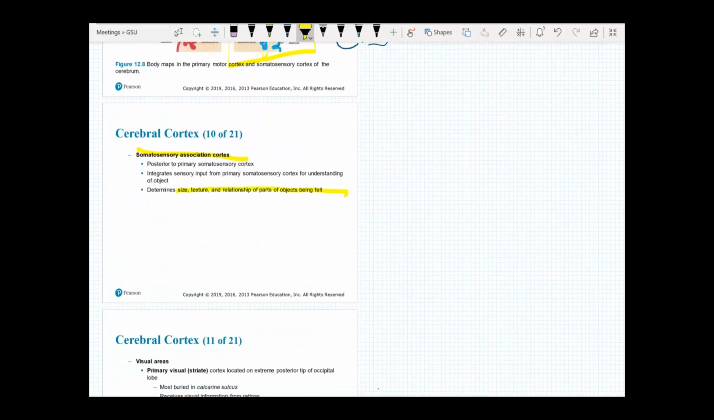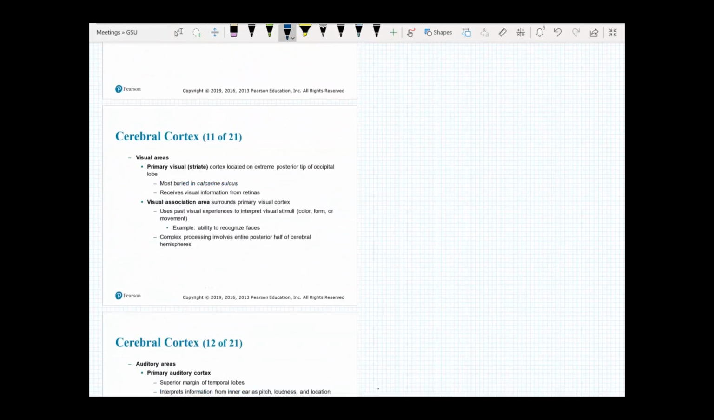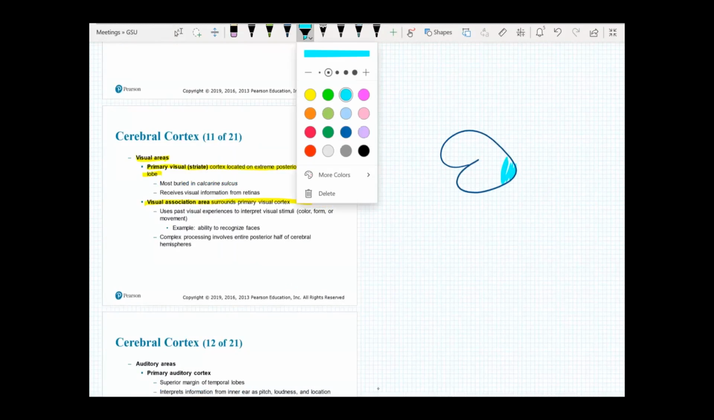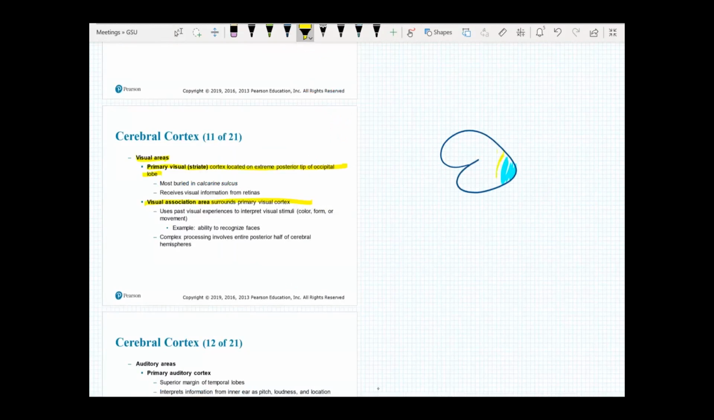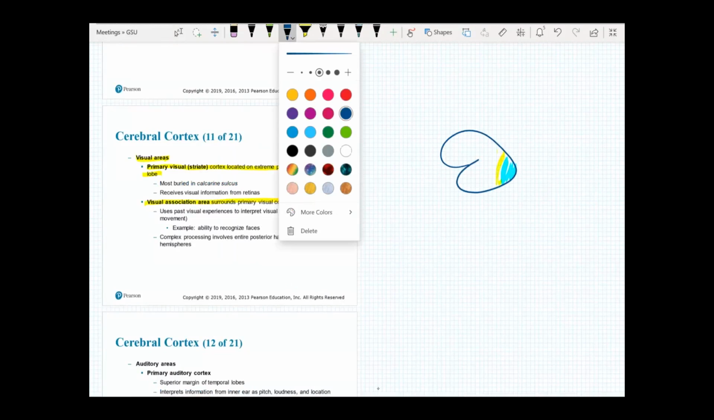Okay, you have another sensory area, which is going to be your visual area. And your primary visual area will be located in the posterior part of the occipital lobe. And it's also going to have a visual association area, which is essentially like the secondary. So this is the primary that lives in the back of the occipital lobe, and then there will also be the visual association area that will surround it.